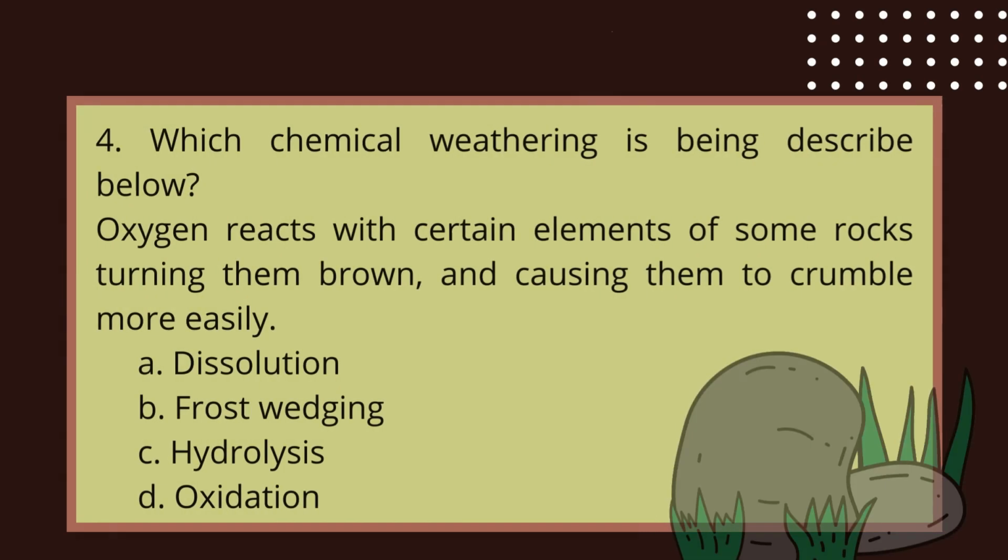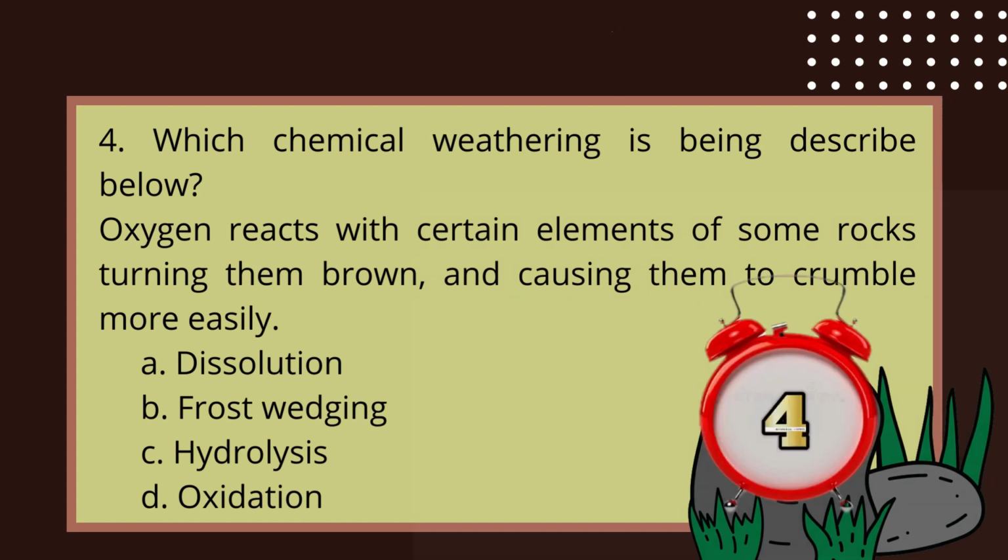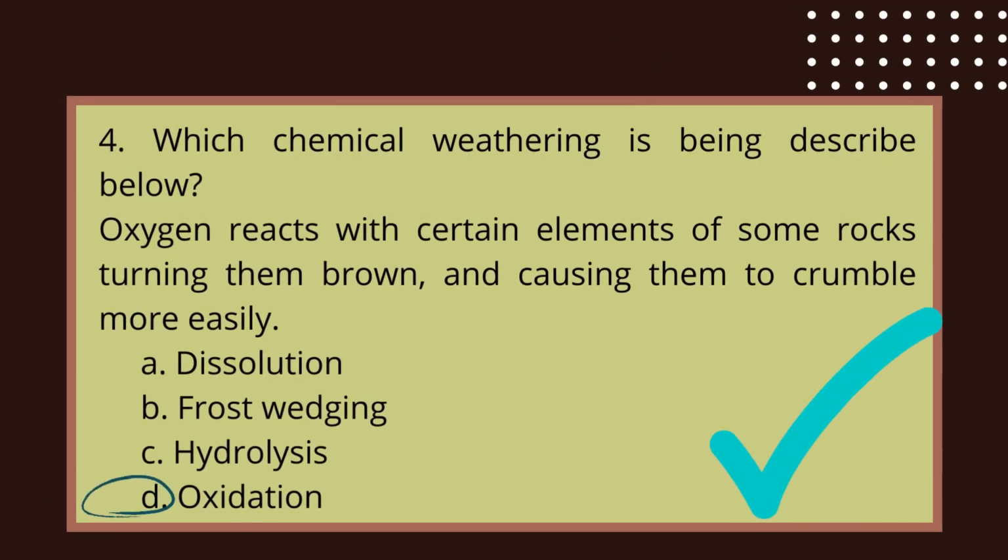Number 4, which chemical weathering is being described below? Oxygen reacts with certain elements of some rocks, turning them brown and causing them to crumble more. A. Dissolution, B. Frost wedging, C. Hydrolysis, letter D. Oxidation. The answer is oxidation.